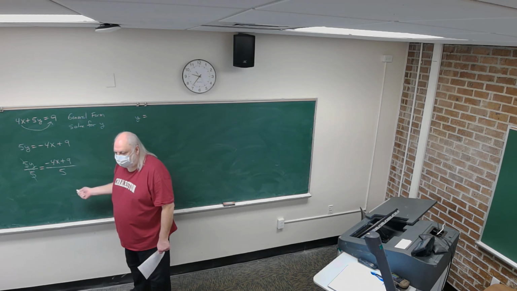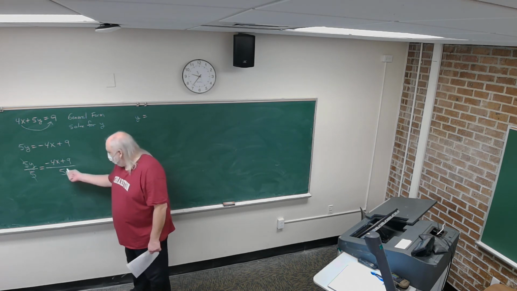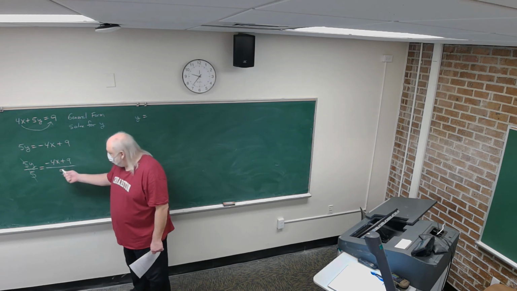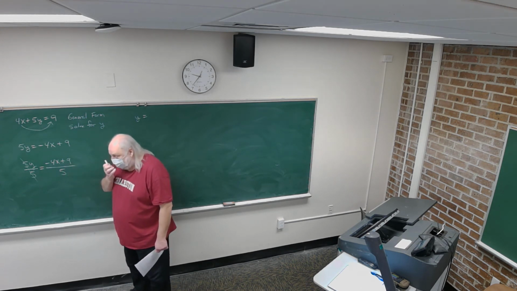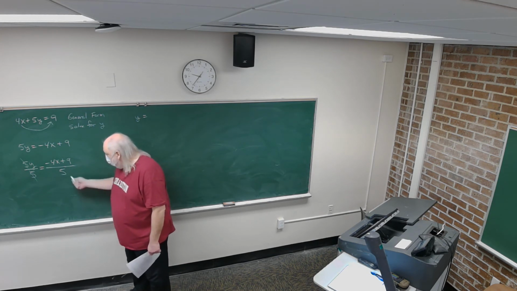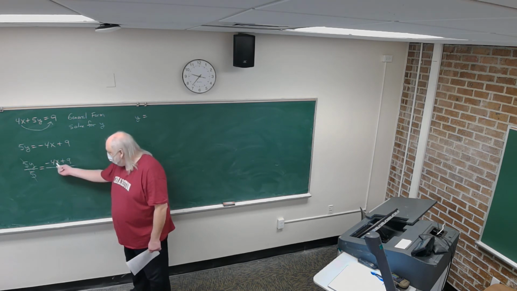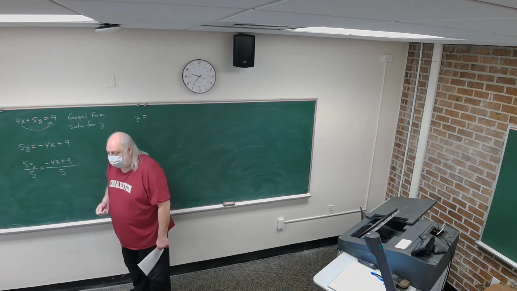this is where I got to preach a little bit, I guess. Fraction bars are like division symbols. Division does not undo addition. Okay. On the exam, I see this all the time. People will divide like minus 4x by 5, but not 9. Or they'll divide 9 by 5, but not the minus 4x.